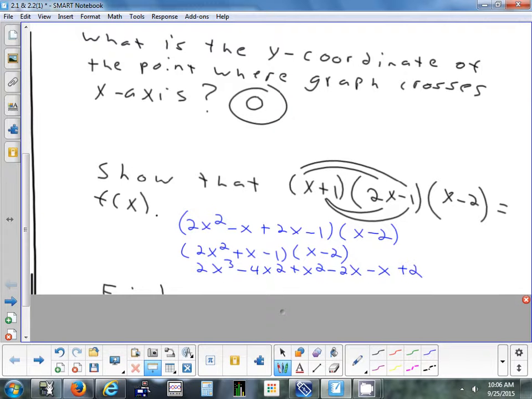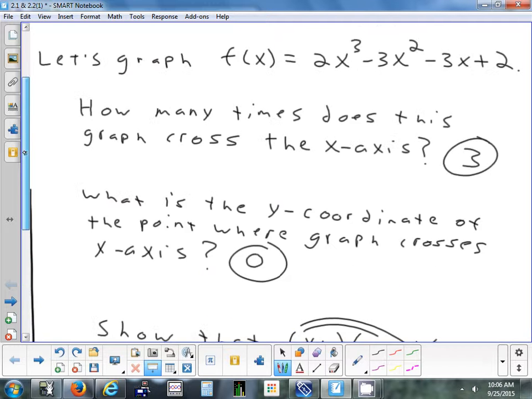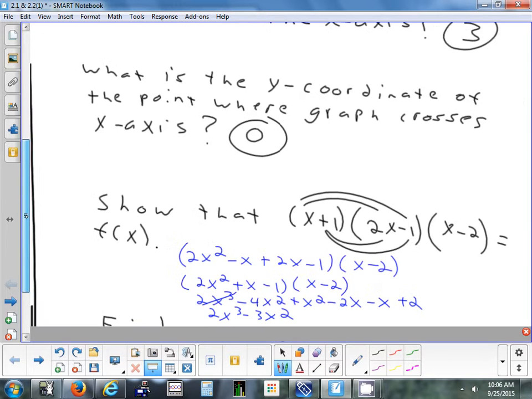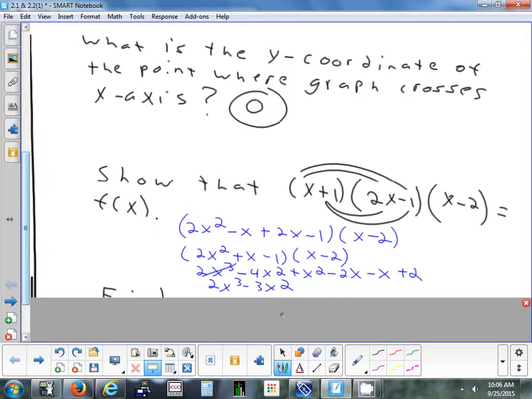Let's combine our like terms and see what we get. So we get 2x cubed. We have minus 4x squared plus x squared, so that's going to be minus 3x squared. Let's make sure that's what we had up above. Yep. And then we've got minus 2x minus x, which gives us minus 3x.